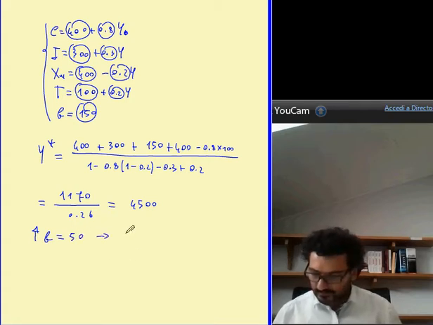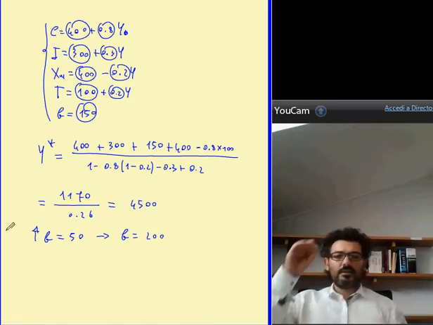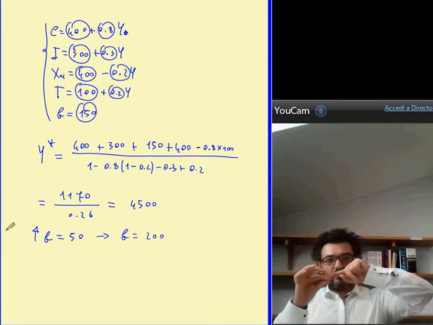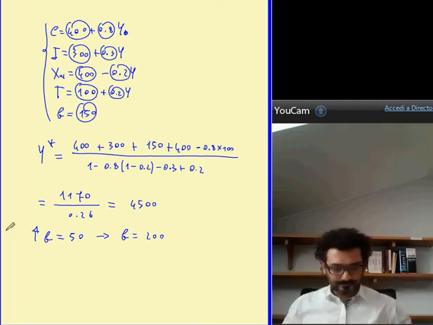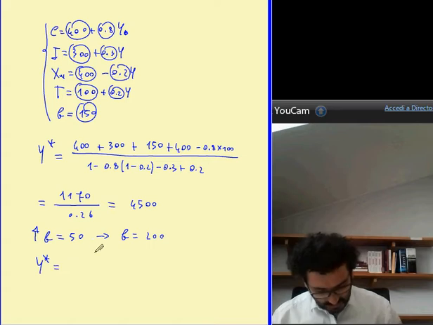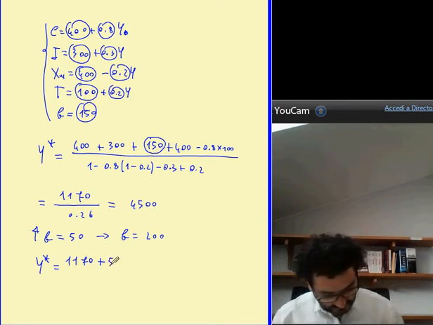This implies that the new level of government expenditure will be equal to 200. So what is the effect on the equilibrium GDP? The idea is that given the initial value of the equilibrium GDP, we should have an increase in GDP due to the increase in government expenditure until a new level of equilibrium. What is this new level of equilibrium? It's enough to use the previous computation, so the numerator will be 1170 plus the increase in government expenditure, because now government expenditure is not 150 but is 200, so it's enough to add the 50 increase here.